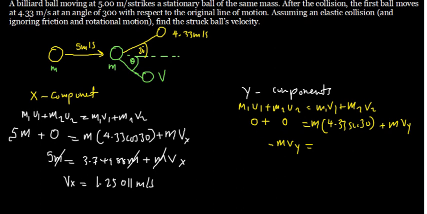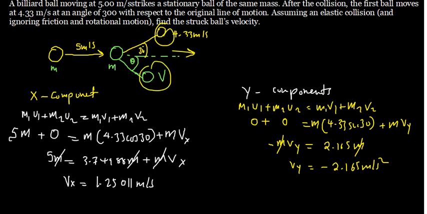That will be equal to 4.33 sin 30, and that is 2.165 m. So the m cancels out, so vy is therefore going to be negative 2.165 meters per second. And this makes sense, because if going up is positive, then going down you're supposed to get a negative value for y. But in the x, both components for this one and for this one are positive because they are going in the same direction.